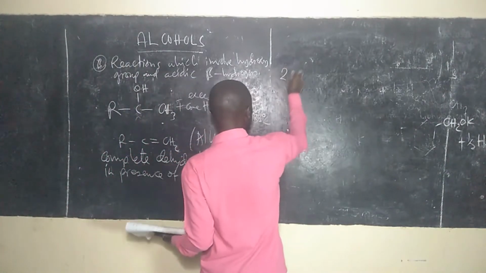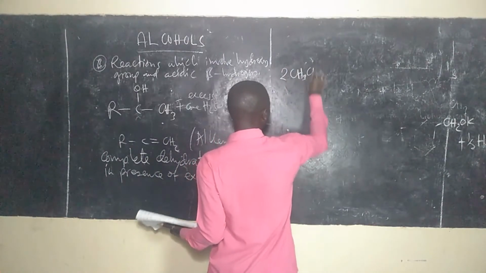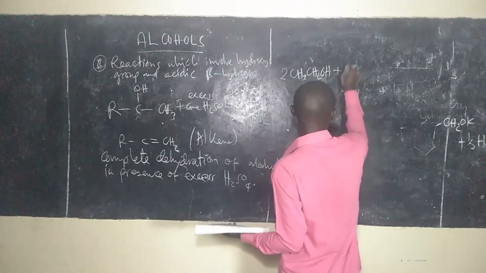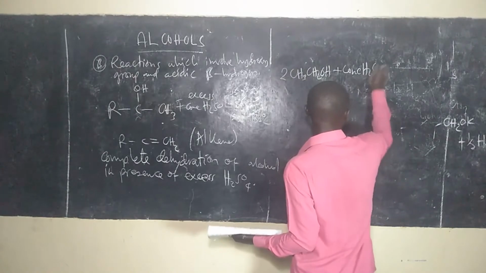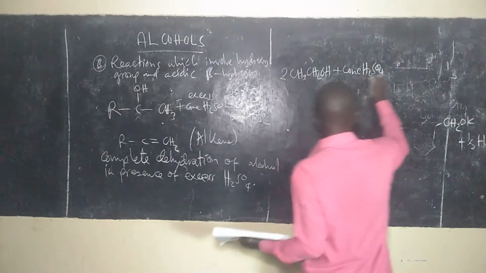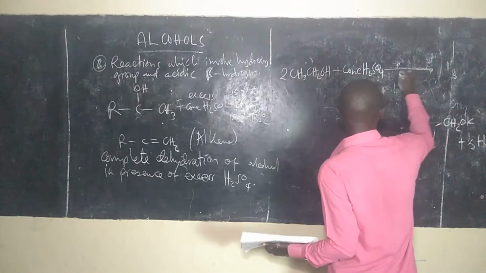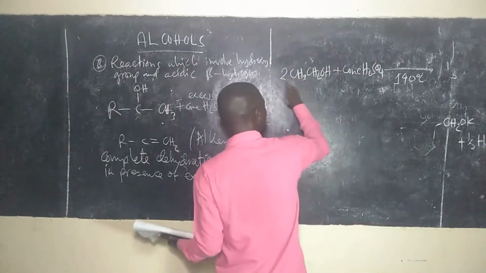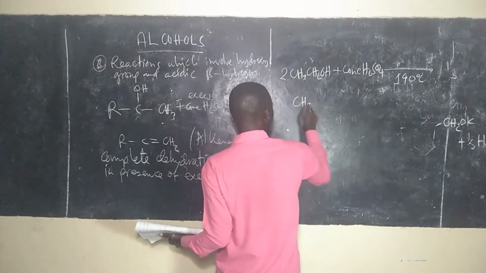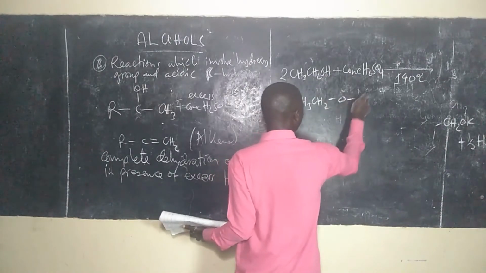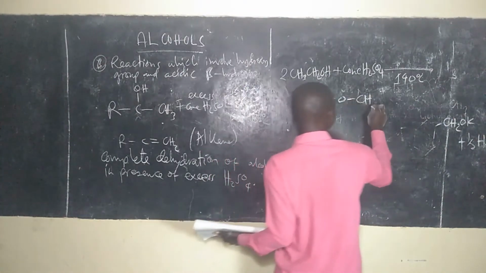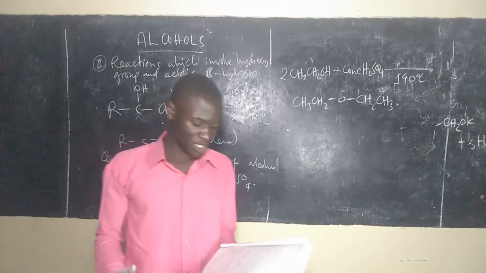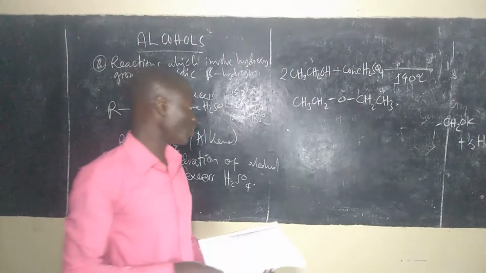So for example, kama tukiwa tuna 2 CH3 CH2 hydroxy, tukiwa tuna conc H2SO4. Hii tu maana yake iko excess. Kwa hiyo hapa kwenye temperature ya 140 degrees Celsius, hii maana yake iko excess hapa hiyo tu. So we form CH3 CH2 O CH2 CH3, ethoxyethane. So that's what you can say.